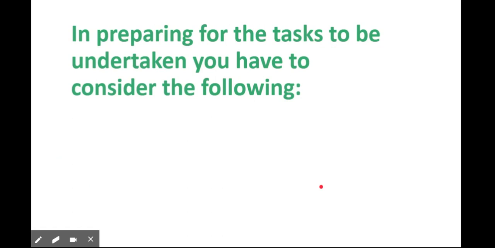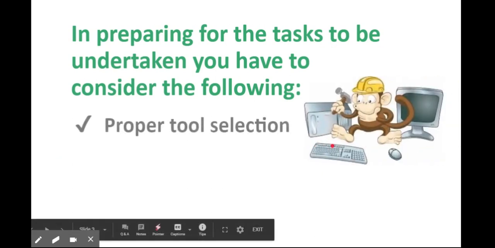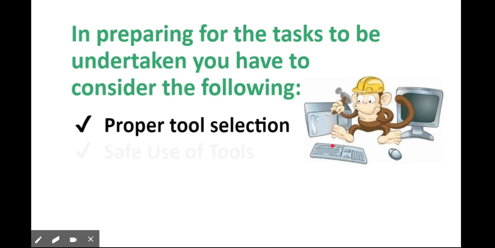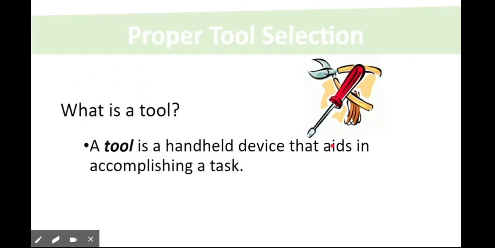In preparing for tasks to be undertaken, you have to consider the following. First, the proper tool selection. Second, safe use of tools. And the third, environmental safety and health program. Before we proceed with proper tool selection, let's first define a tool. What is a tool? A tool is a handheld device that aids in accomplishing a task.